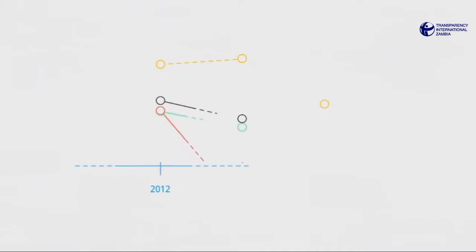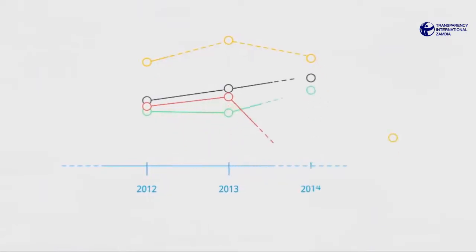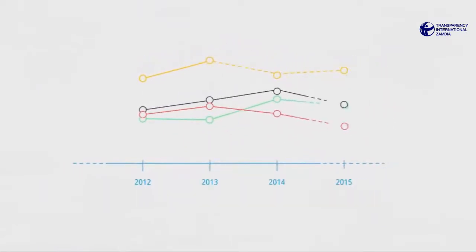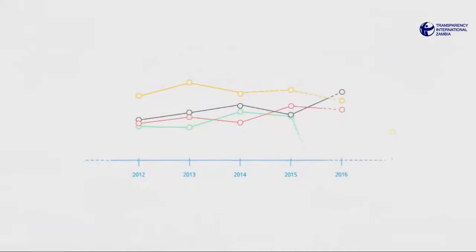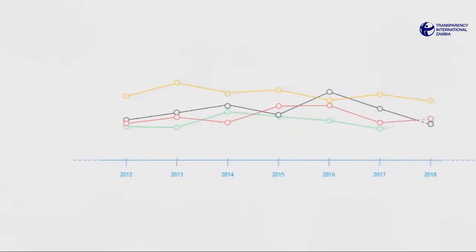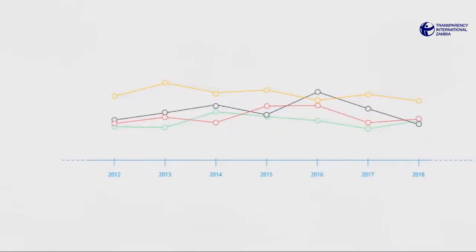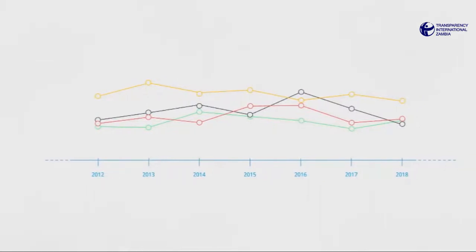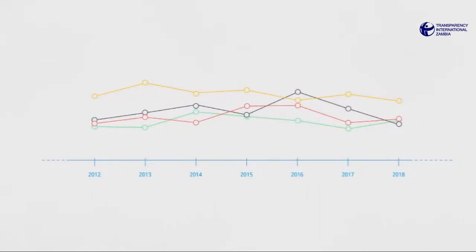The CPI results are comparable across time back to 2012. This is because when we convert the original data to the CPI scale, we take into account the 2012 parameters, which turns 2012 into the baseline year. Annual CPI results from before 2012 cannot be compared to other years.